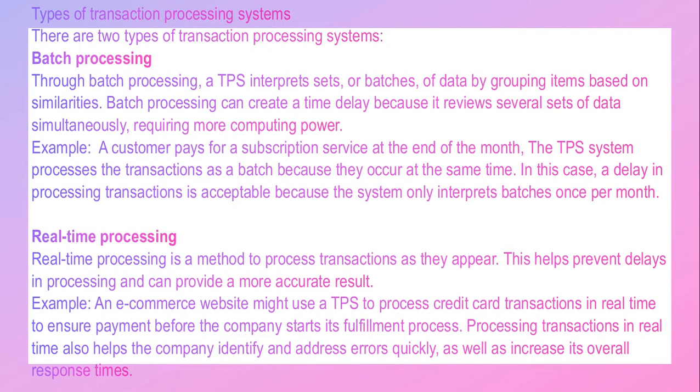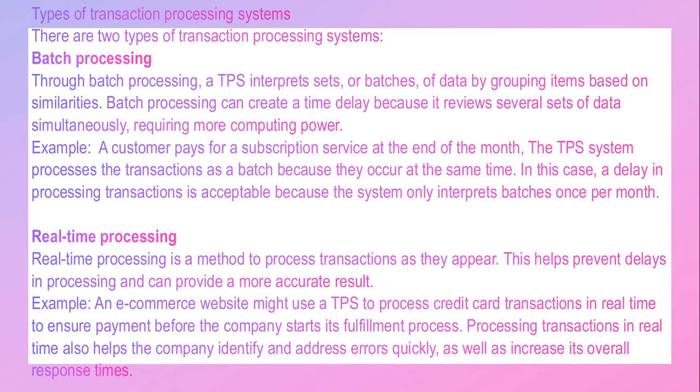There are two types of transaction processing system. So first is batch processing. Through batch processing, a TPS interprets sets or batches of data by grouping items based on similarities. Batch processing can create a time delay because it reviews several sets of data simultaneously, requiring more computing power.